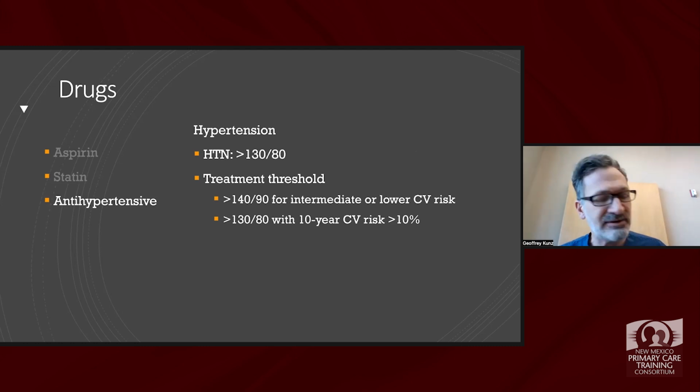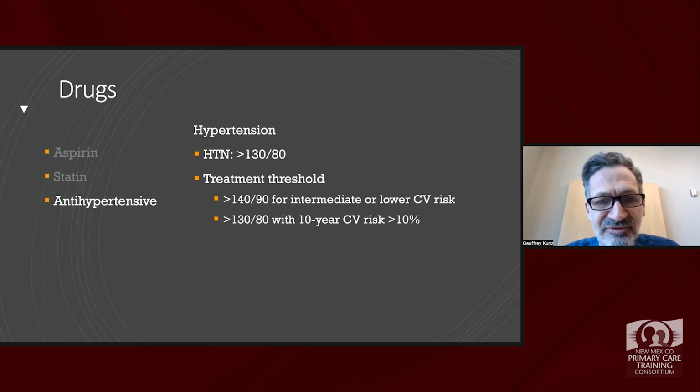And then hypertension: antihypertensive drugs in patients who are hypertensive will reduce the risk of their first cardiovascular event. The definitions change over time. They're different for different societies. If you're going to go by one set of numbers, hypertension is defined as greater than 130/80.